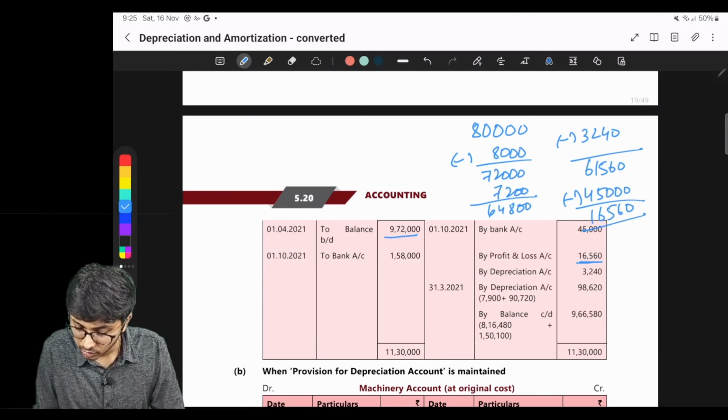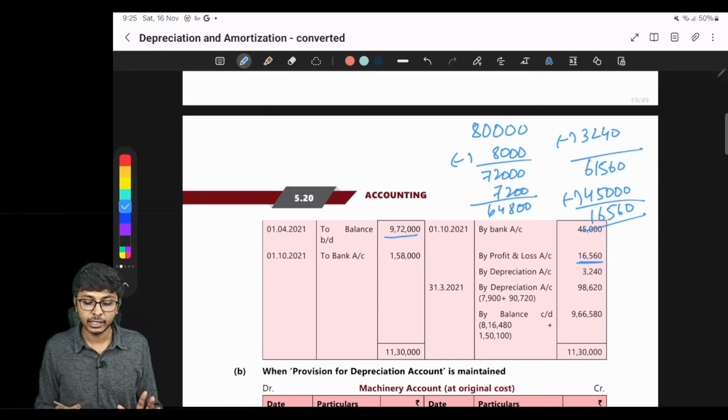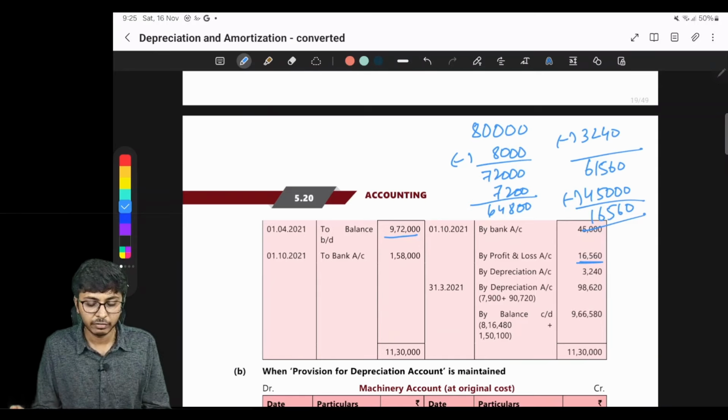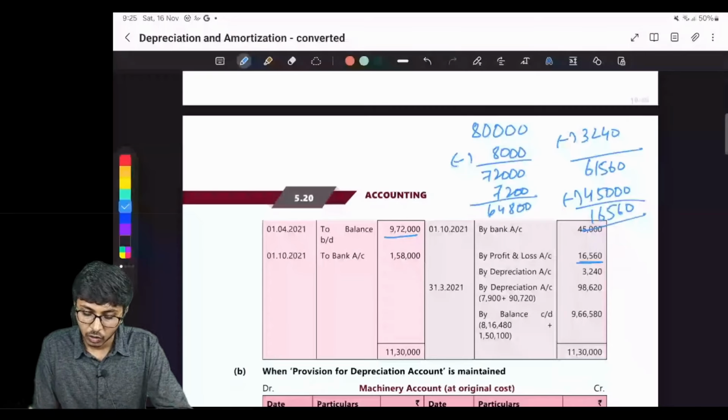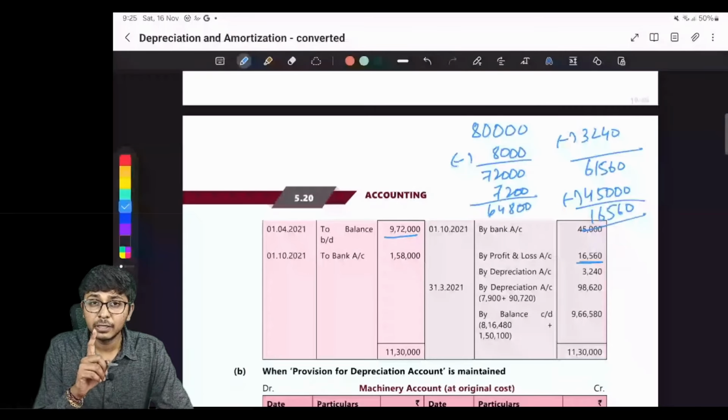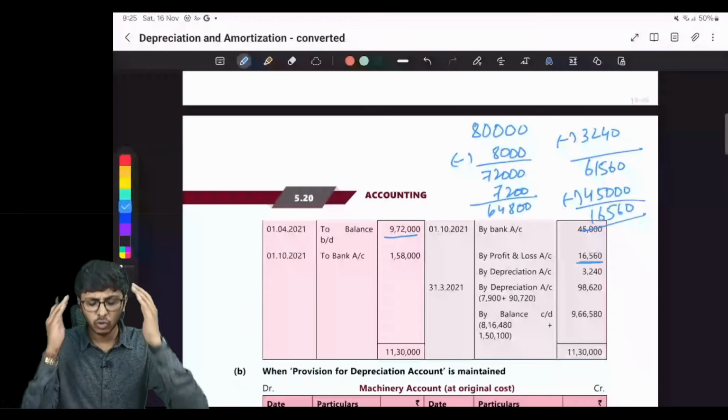So that is this loss here. How did we get it? Again, simple. I'm telling it fast because this is a revision video. But if you're solving this problem, you should solve it slowly and understand. How I told you, calculate the depreciation separately always for the asset that is sold. You will get it easily. Don't get confused too much.